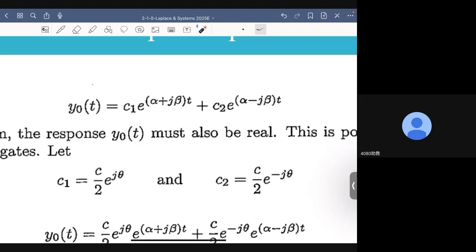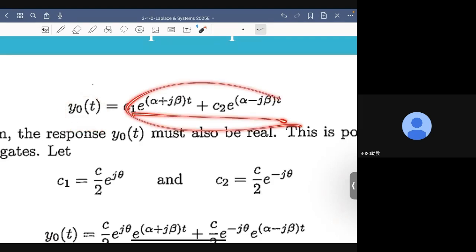When it comes to temperature, displacement, velocity, acceleration, voltage, current, whatever physical variable, they only have real parts, right? None of those physical variables have an imaginary part. So in that sense, complex numbers really do not exist in the real physical world. So y0 of t, which is the zero input response of a real physical system, has to be a real number function, all right?